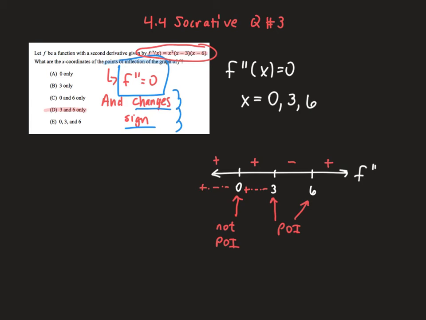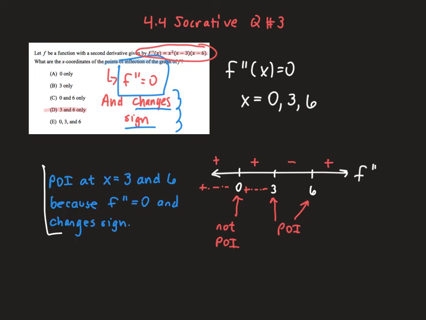If this were on an open-ended question and you had to show work, you'd want to sum it up in a statement similar to this. Point of inflection at x equals 3 and 6 because f double prime equals 0 and changes sign.